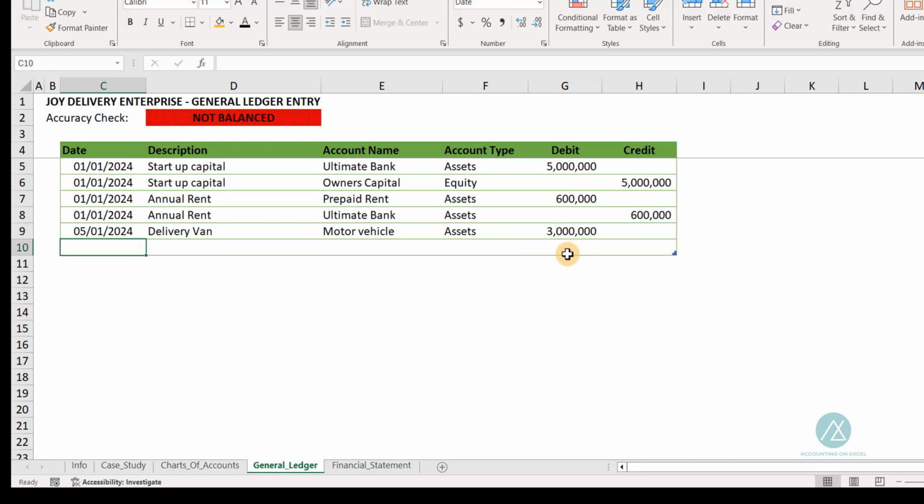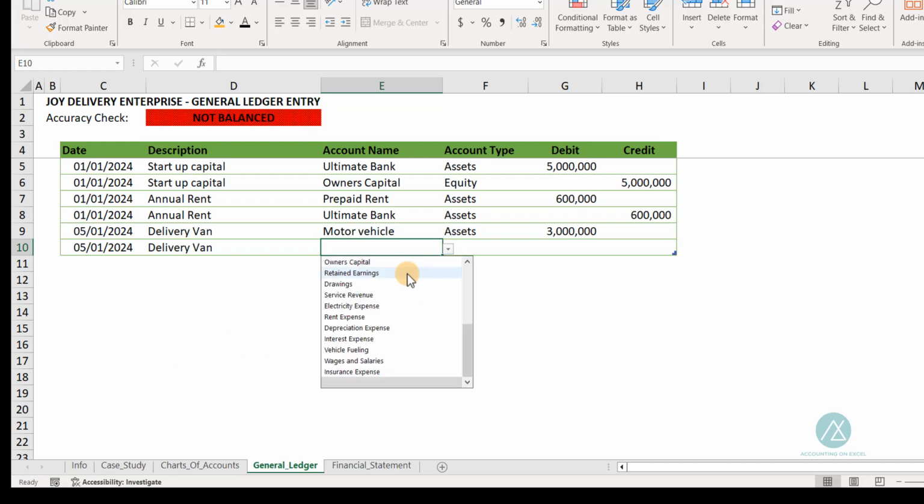Now let's go and make the second entry. If we don't make the second entry, it's telling us not balanced. So we'll still use the 5th of January, still delivery van. Then we paid via bank, meaning that money left our bank, so it will reduce.